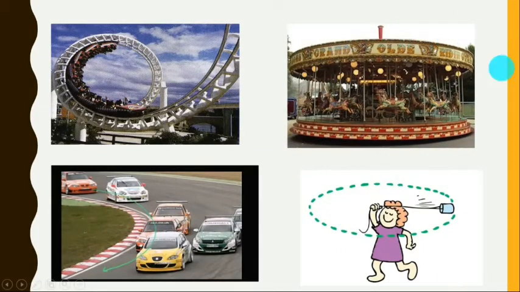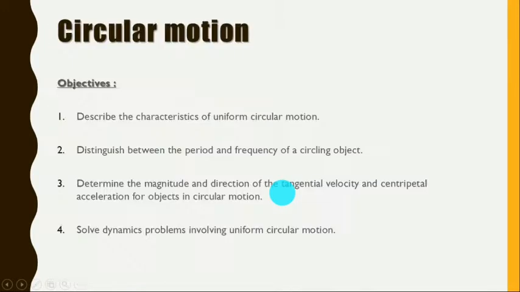In all these examples, what you can see is circular motion: a roller coaster, a merry-go-round, cars in a curve, and girls whirling an object with a string. All these examples are about circular motion. This is the thing that is common in all these images. So today we are going to understand this type of motion, to study everything about circular motion. Okay? Focus with me, please.